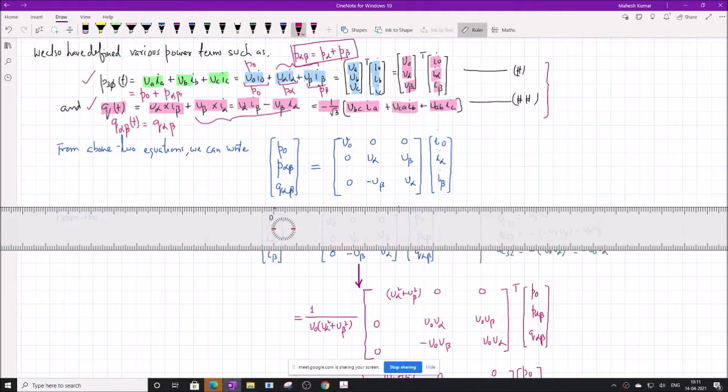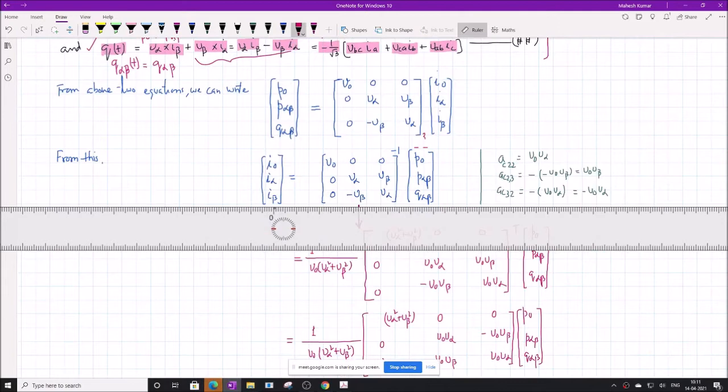So we can write these powers in matrix form. As you can see from this 3 by 3 matrix, the elements of this matrix are such that it satisfies the above conditions. So P0 is equal to V0 into I0, therefore this is 0 and this is 0. The second row is P alpha beta. P alpha beta, as I said, is nothing but V alpha into I alpha plus V beta into I beta, which is P alpha plus P beta. So this is V alpha into I alpha, this is 0, and V beta into I beta. So this makes the P alpha beta.